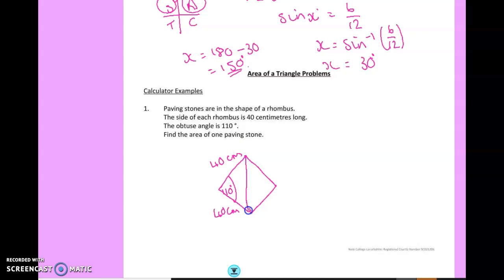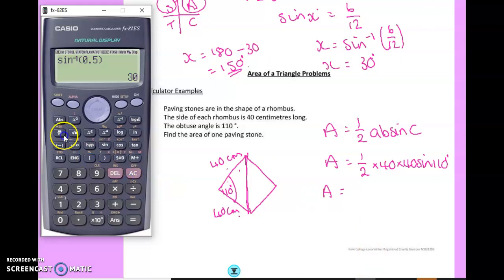If I cut that down the middle then, down here, that gives me a triangle. I've got two sides. I've got the included angle, so I can find the area of the triangle. I can then double it to find the area of the rhombus. So area of a triangle, the half AB sine C. So half times 40 times 40 sine 110.